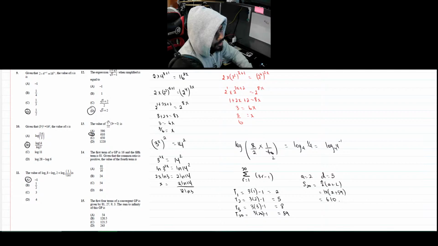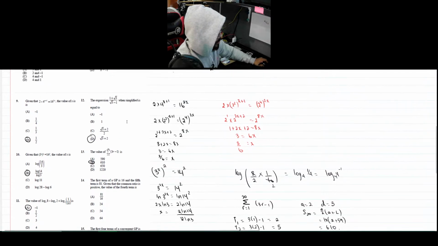The first term of a GP is 16. Okay, first term is 16. The fifth term is 81.